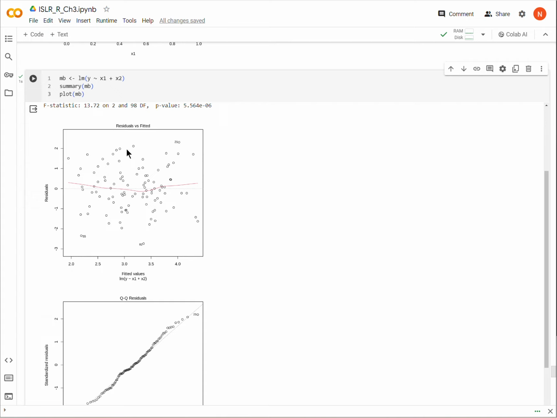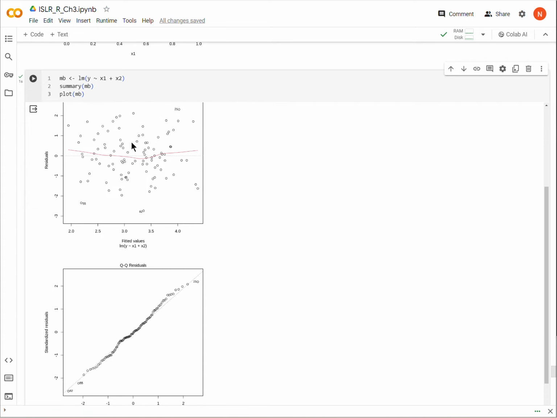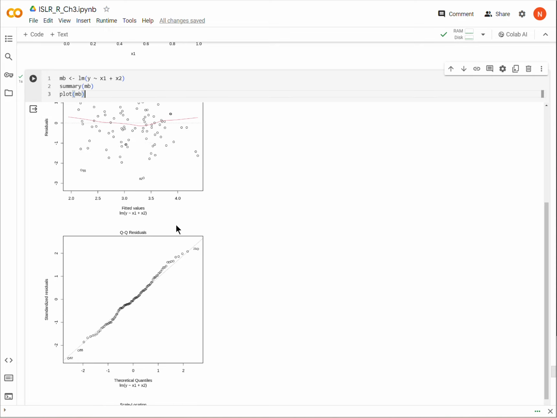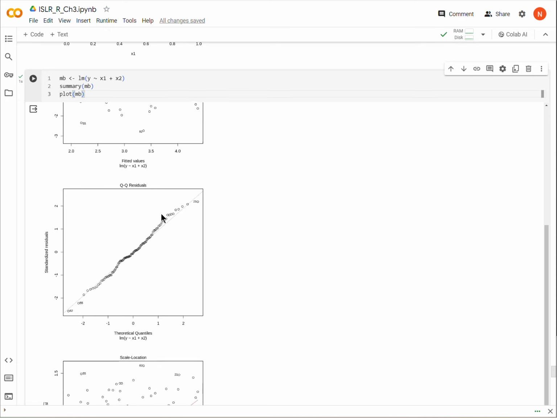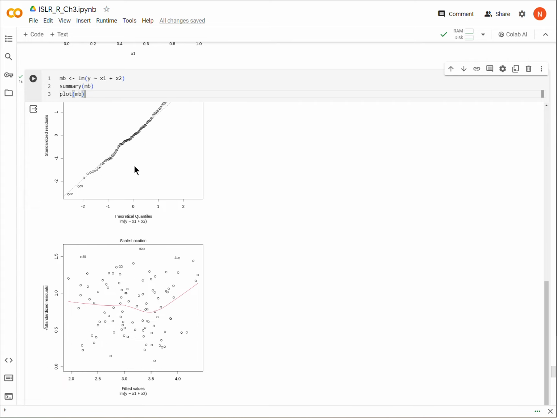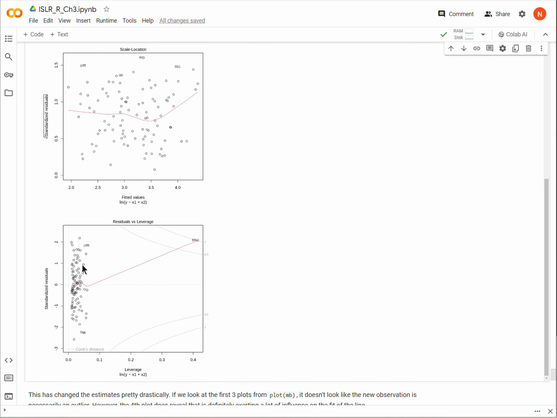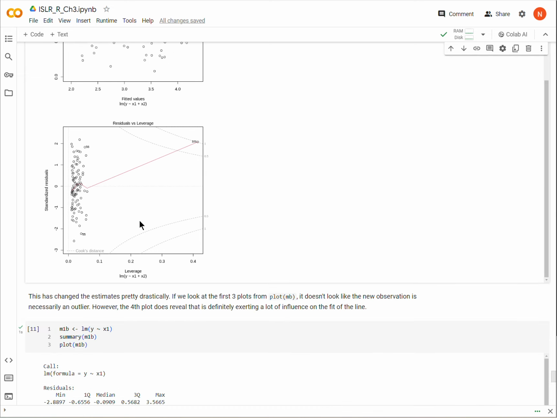So I'm going to go through these different plots here. Plots 1, 2, and 3, when I use the plot function on the model, mb, it does not seem that we really have any outliers. But when we go to the leverage and residuals, here's our new data point right here. We see that it has fairly high leverage compared to all the other data points, and the residual is fairly high, right? So this new outlying data point is probably exerting a lot of influence over the fit of the model. So I guess that's our answer there.